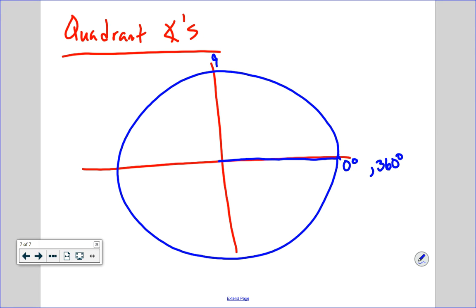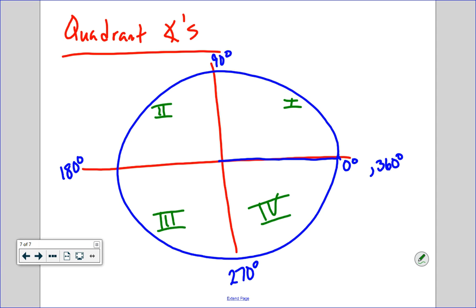So our quadrant values are 90 degrees, 180 degrees, and 270 degrees. So you have four quadrants. Quadrant one is between 0 and 90. Quadrant two, 90 to 180. Quadrant three, 180 to 270. And quadrant four, 270 to 360.